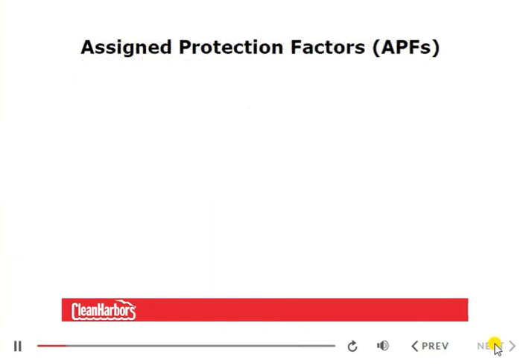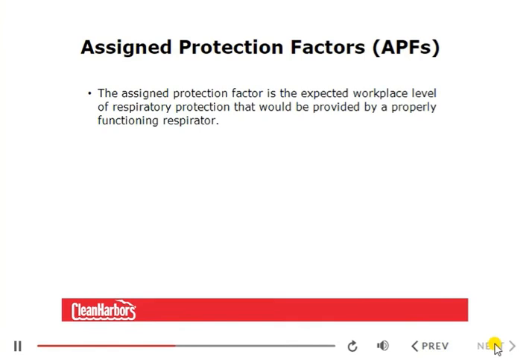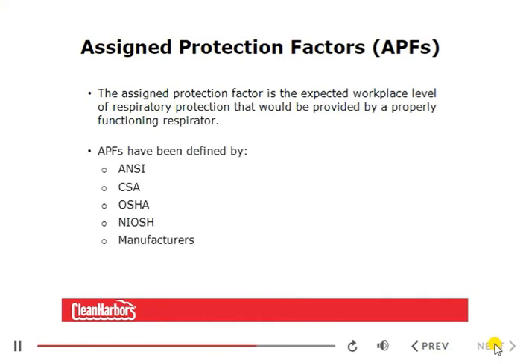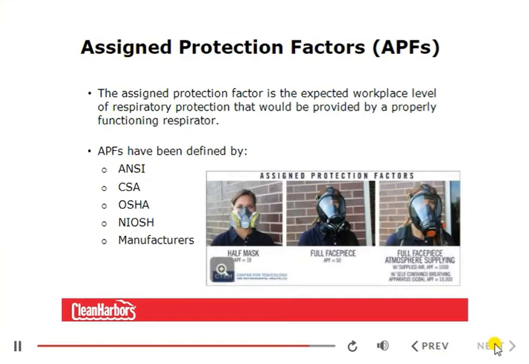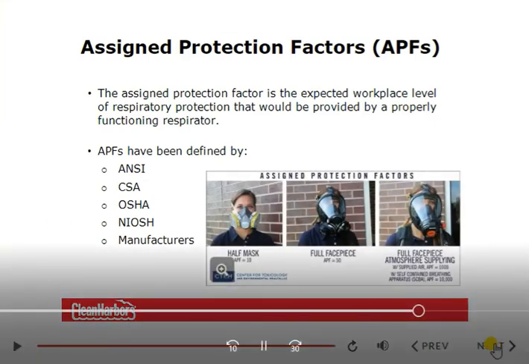The first thing to identify regarding the selection of a respirator is the assigned protection factors, or APFs. The APF is the measure of a respirator's overall effectiveness in conjunction with a good respirator program. Many groups and respirator manufacturers have developed lists of APFs. Some guidance for each type of respirator is listed on the slide.